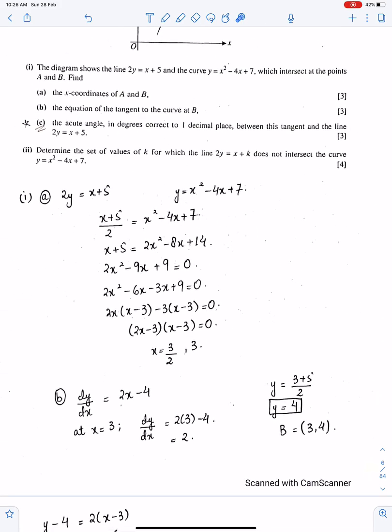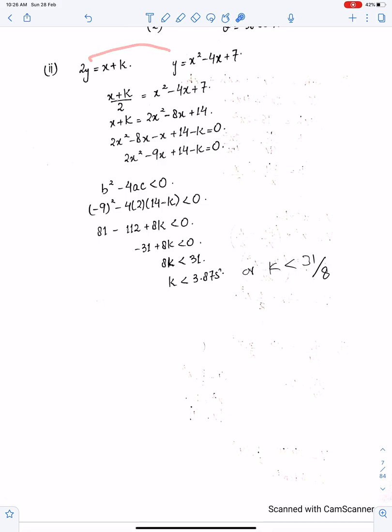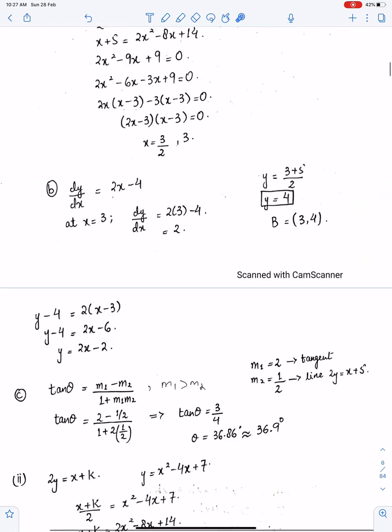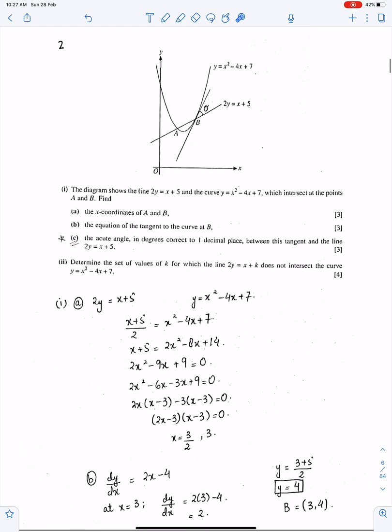Now the last part of this question is to determine the set of values of k for which this line does not intersect the curve. This is so simple. Does not intersect means b square minus 4ac less than 0. First you need to equate the y's of both equations and get the standard quadratic equation. Then use b square minus 4ac less than 0 and get this answer, 31 upon 8. A fractional answer is better than the decimal answer. You can give both answers, but this one is better. If you want to take a screenshot of this solution, you can, because this question is very important, especially part C.